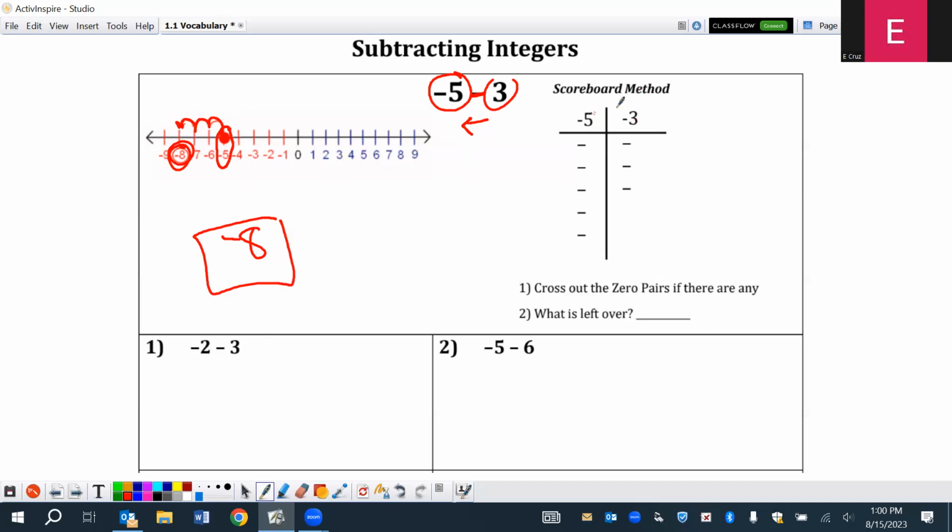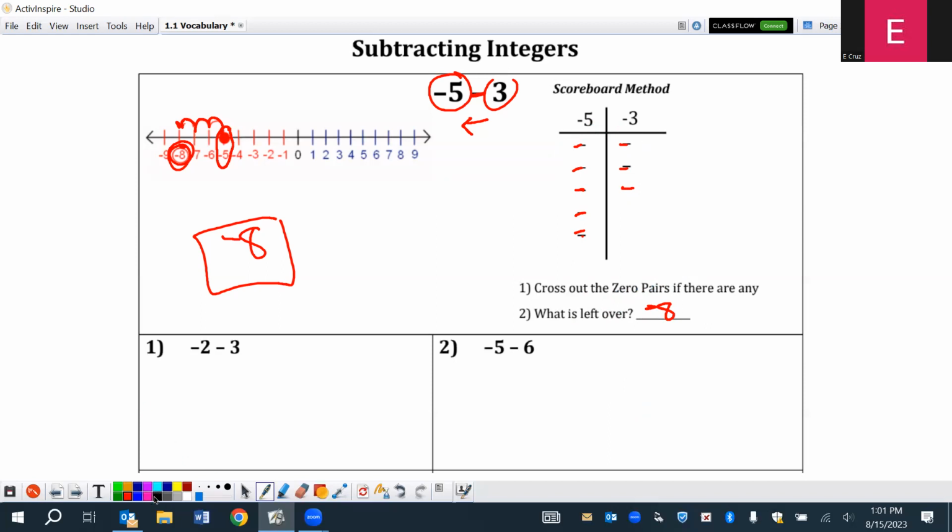Same thing with the scoreboard method, -5. So I have 1, 2, 3, 4, 5 negatives, and then -3. So I have 3 negatives. Here, I cannot cancel anything because there's no zero pairs. Only a plus and a minus cancel each other. Here, they're all negatives, so I cannot cancel anything. I'm going to count everything that I have. I have 1, 2, 3, 4, 5, 6, 7, 8 negatives in total. And that's why my answer is -8.